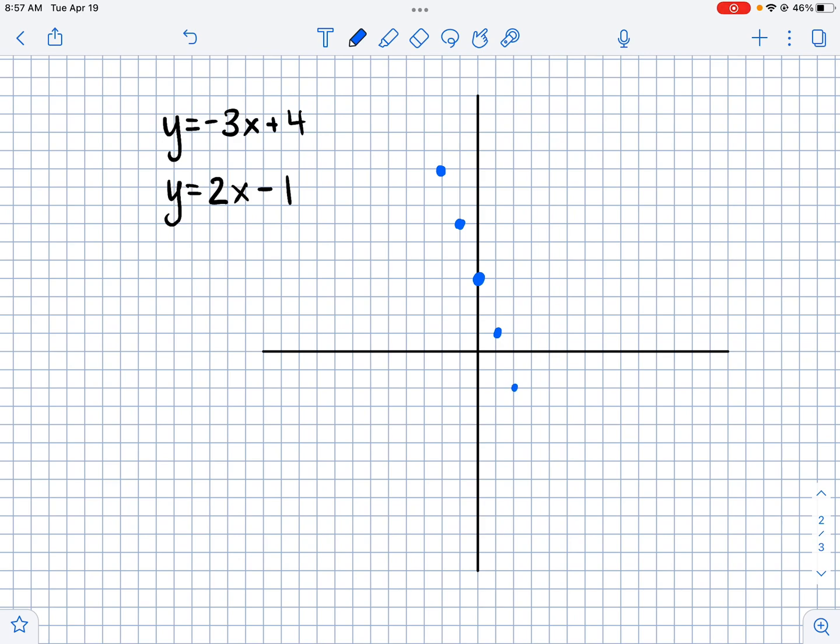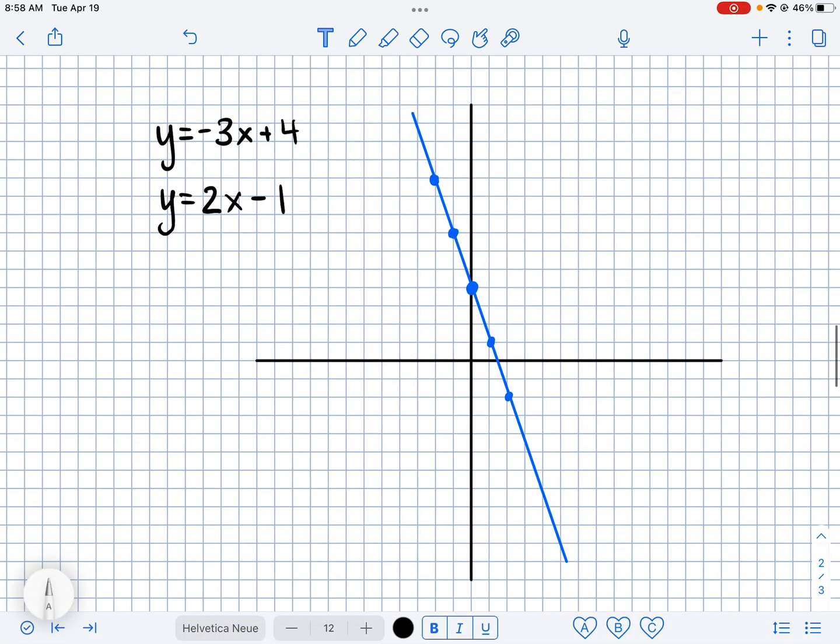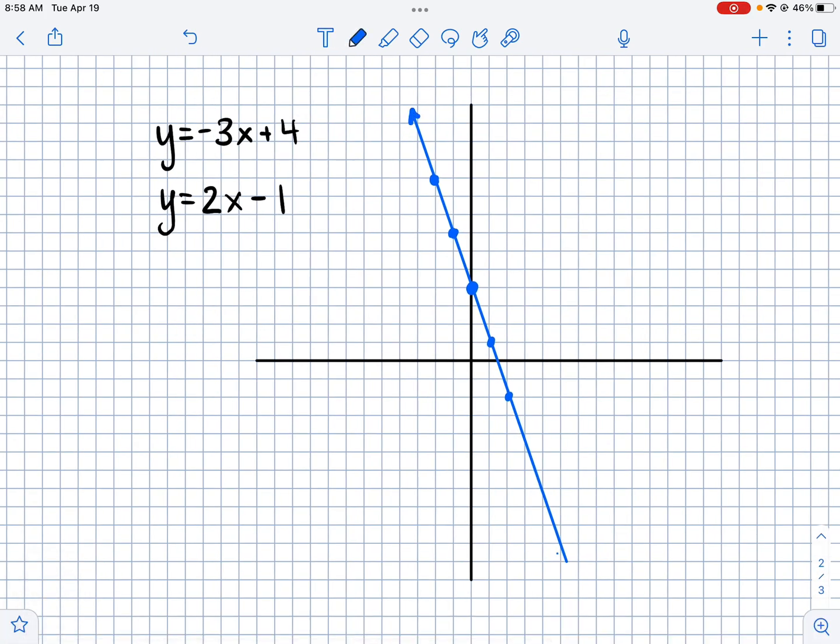As long as my line is sloping down to the right, it'll give me a negative slope. So there we go. Man, it's hard to graph lines on this. Okay, there we go, kind of. Okay, so that is the line y equals negative 3x plus 4.